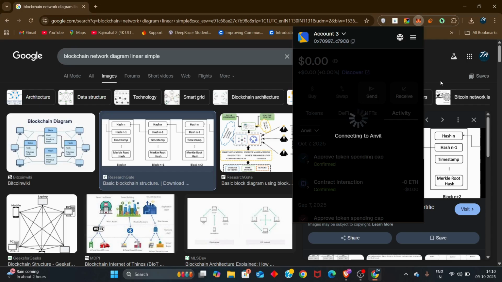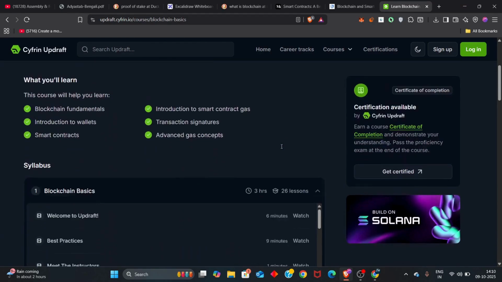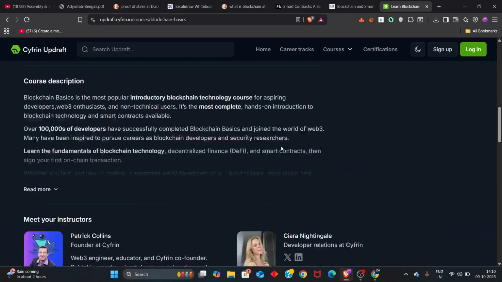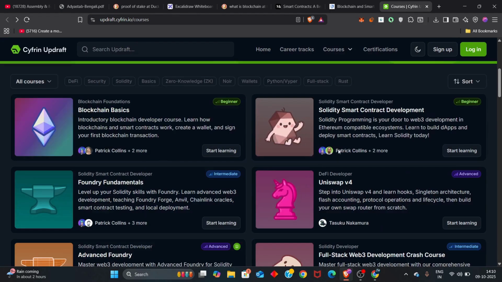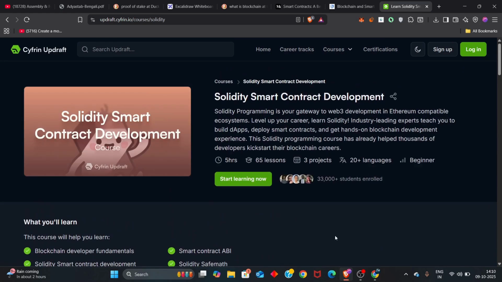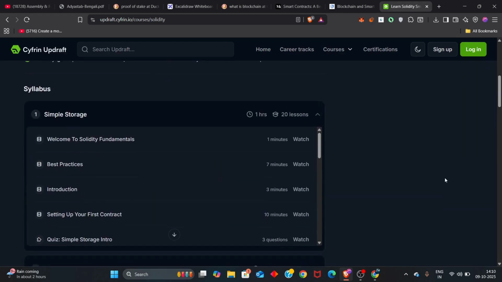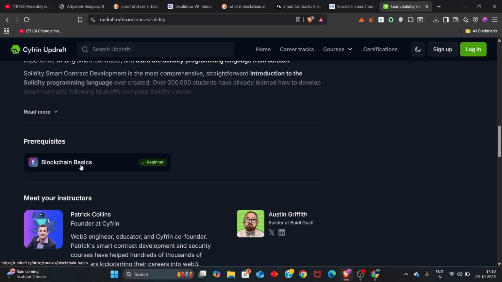By then, I'll show you the courses. So this is the course you should finish first, and after that, you should go to another course, that is, let me show you, Solidity Smart Contract Development. This is the main thing we are talking about. Solidity Smart Contract Development. The prerequisite is blockchain basics that I just told you about. This is the next thing that you should learn.